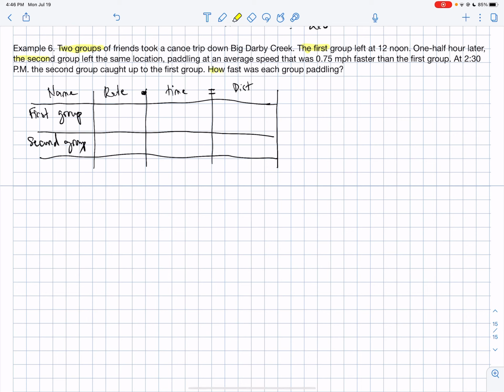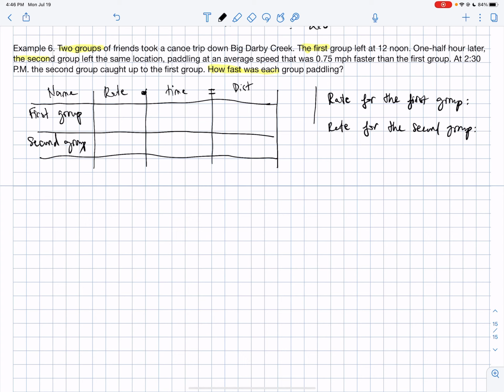In the question, they ask us to answer how fast was each group. If they ask us how long, they ask about the time. How far means the distance. How fast means they ask us to answer for the rate. So I will put in the answer: the rate for the first group and the rate for the second group. So this is what I have to answer.